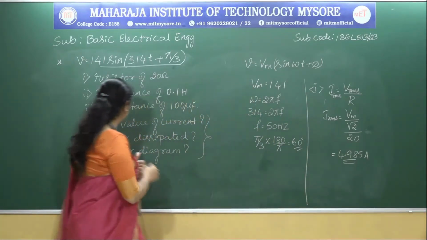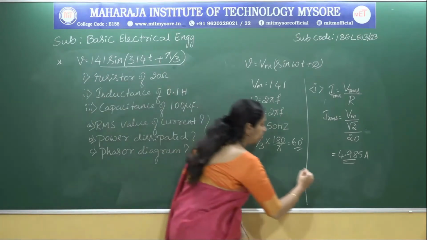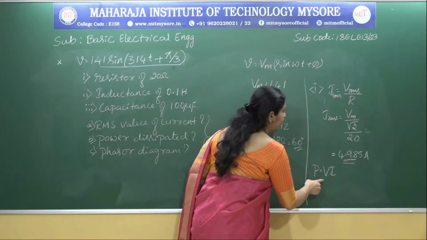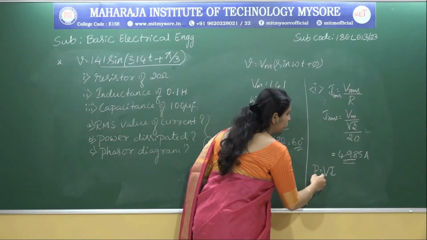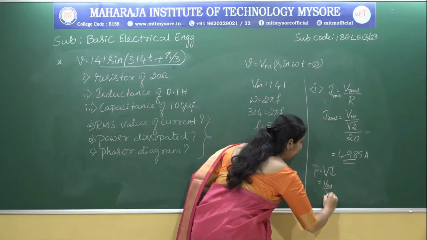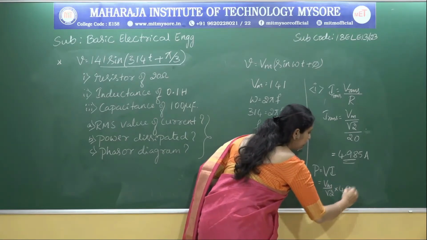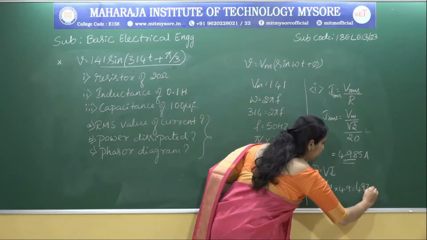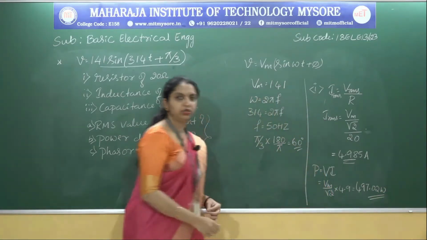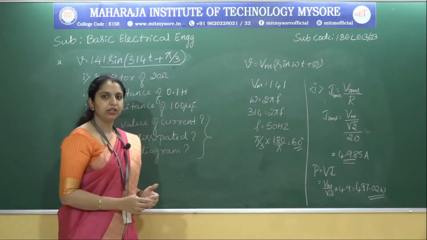Next is the power dissipated in a pure resistor circuit. We know that P is equal to V into I, where V is again VRMS, obtained from Vm by root 2, into I, which is 4.9, and we get the value as 497.02 watts. So we have calculated the RMS value of current and the power dissipated in the circuit.